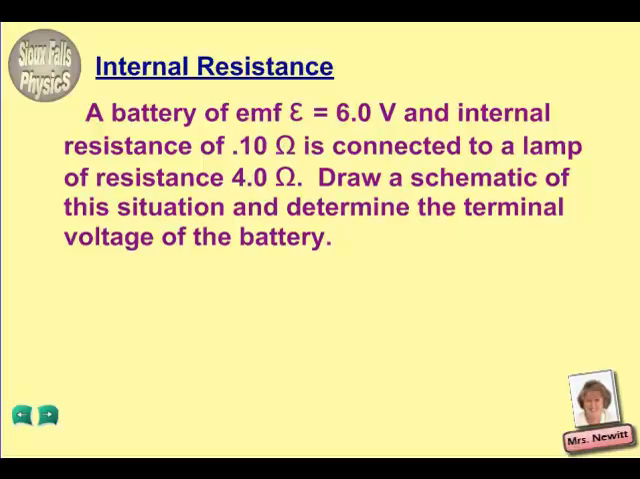Internal resistance. Here we have a battery of EMF 6 volts and internal resistance of 0.1 ohms. It is connected to a lamp of resistance 4 ohms. We need to draw a schematic and determine the terminal voltage of the battery.